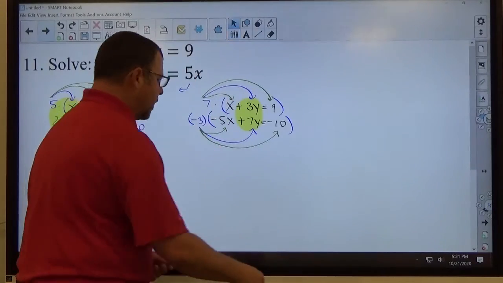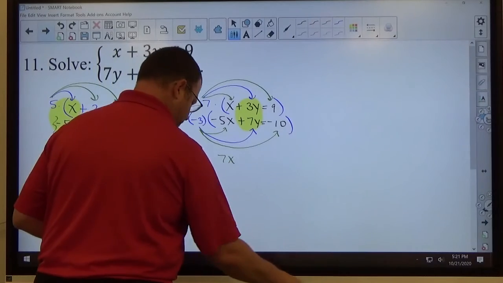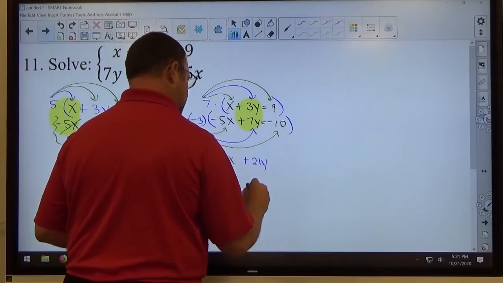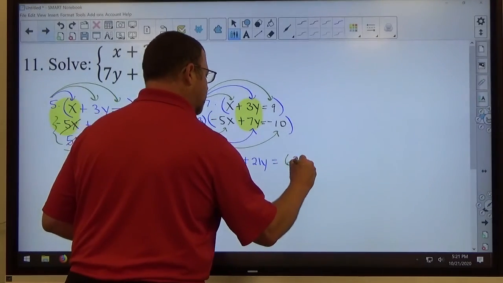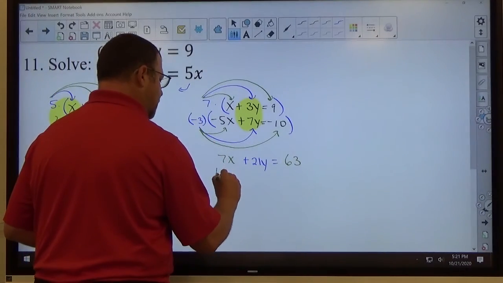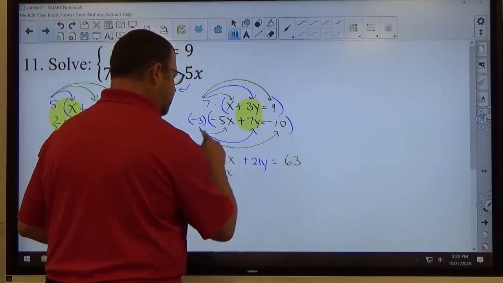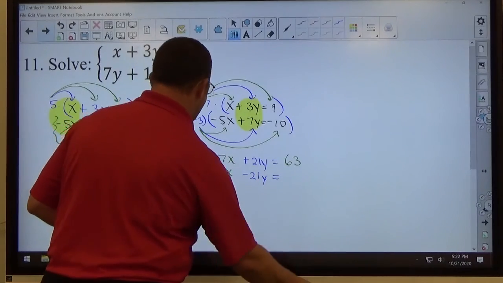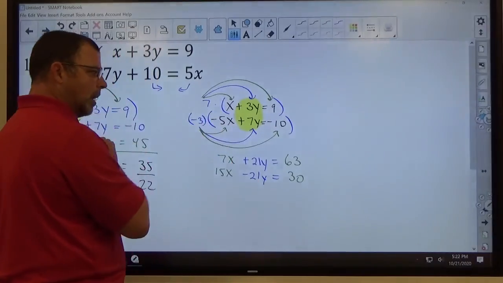So when I do all my multiplications, positive 7 times positive x makes positive 7x. Positive 7 times positive 3y makes positive 21y. Positive 7 times positive 9 makes positive 63. Negative 3 times negative 5x makes positive 15x. Signs are the same, so you get a positive. Negative 3 times positive 7y makes negative 21y. The signs are different, you get a negative. And negative 3 times negative 10 makes positive 30. Signs are the same, so you get a positive.